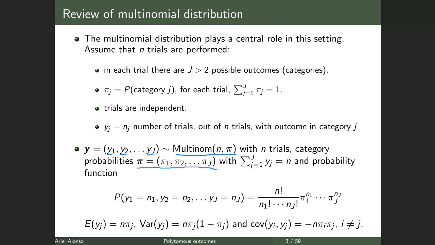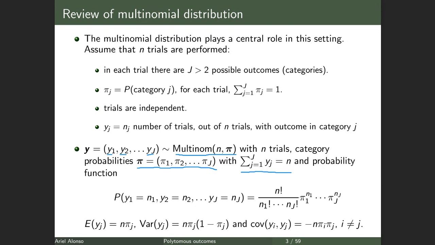And of course, the sum of all these yj is equal to n, because you have n trials, so the total n can be decomposed into the number of trials in which you got a 1, plus the number of trials in which you got a 2, and so forth. That needs to sum to n.